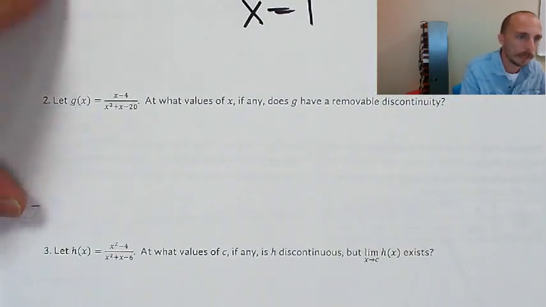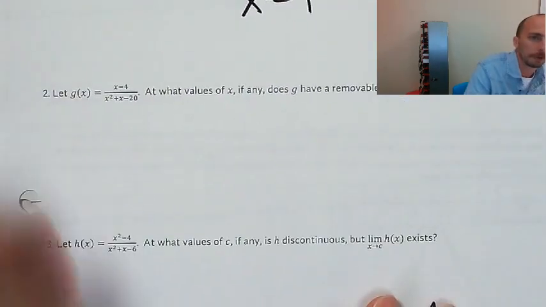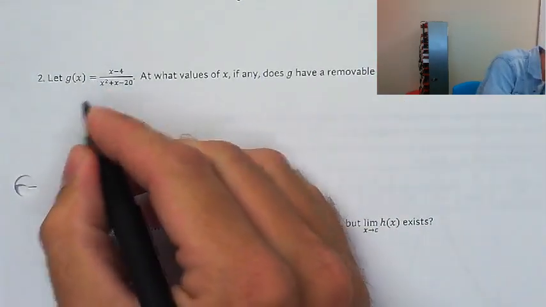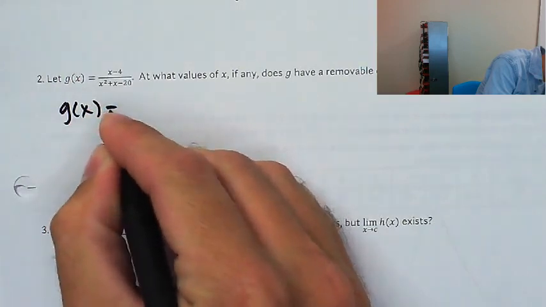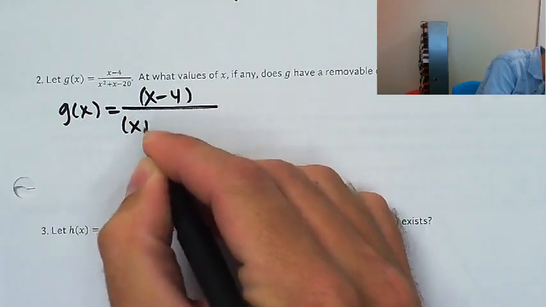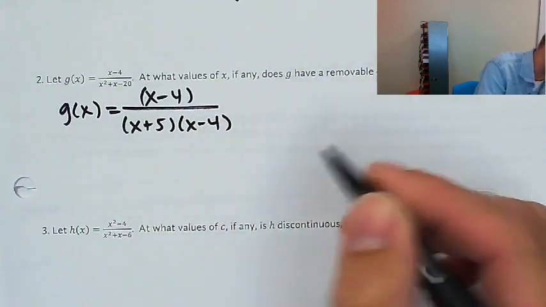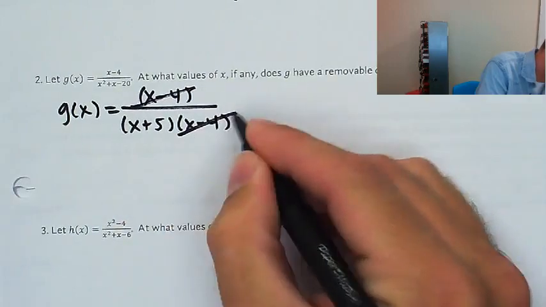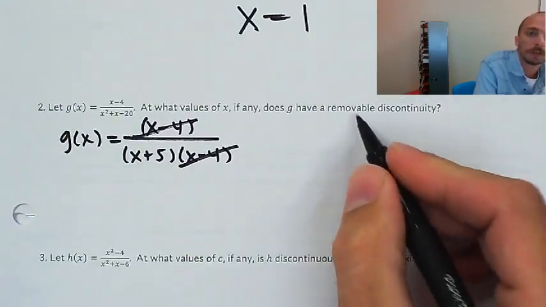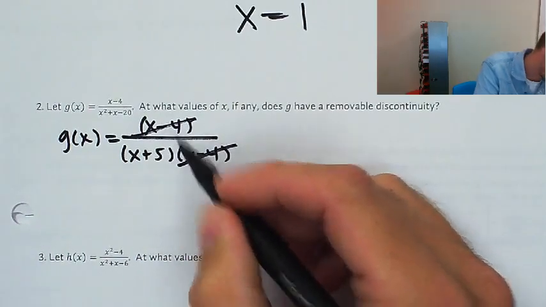Number 2, x minus 4 over x squared plus x minus 20. Let's factor that first. Okay, the bottom is going to be x plus 5 times x minus 4. And so I can cancel these. And remember, a removable discontinuity is a hole in the graph. And we get a hole from canceling, so that's happening at x equals 4.